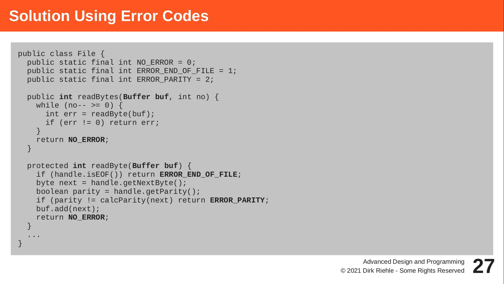Now there are the indicators of which processing state you are in. If the indicator in the form of an integer has the value no error equals zero here, then you're in normal processing state. But if the indicating variable has a value other than zero, like error end of file or parity error, then you are logically in abnormal processing state. So first there's the read bytes method, which gets a buffer variable into which is written, and then there's a number of bytes that are supposed to be written into the buffer.